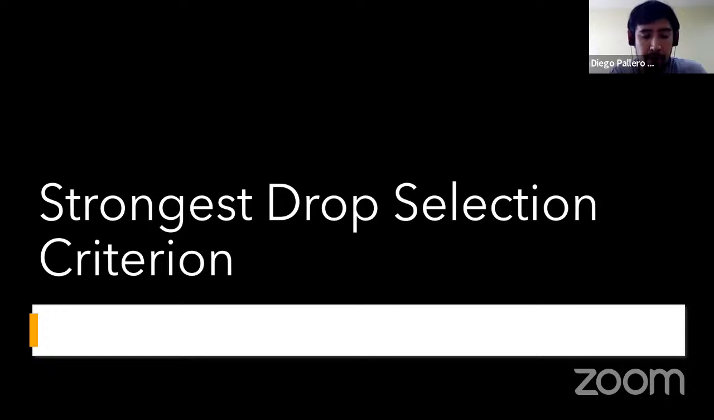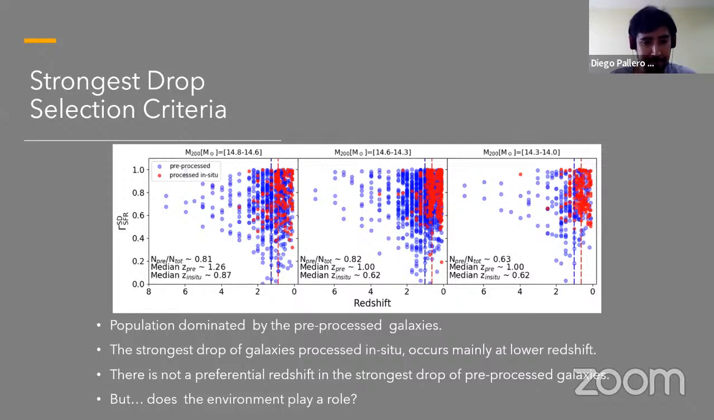But for our convenience, we define the processing time or the pre-processing time if the galaxy suffered these strong drops in star formation rate outside the cluster, while not bound to the cluster, as they are bound to a different substructure.